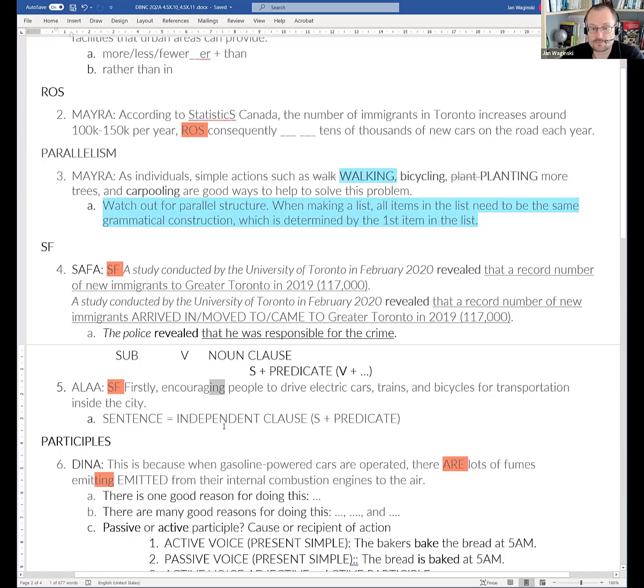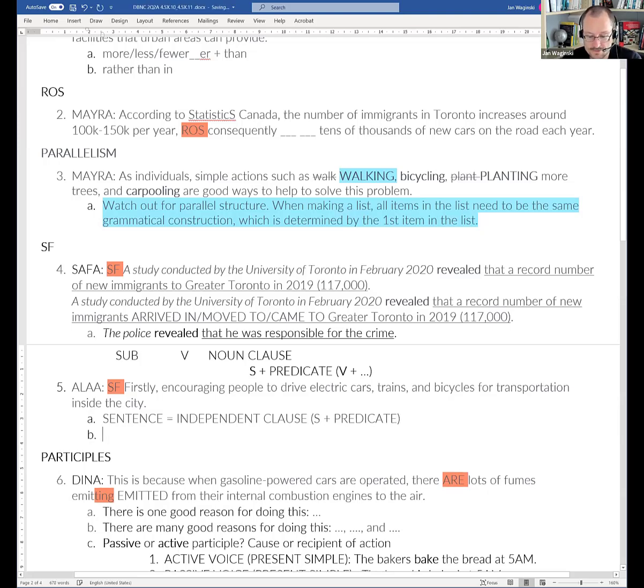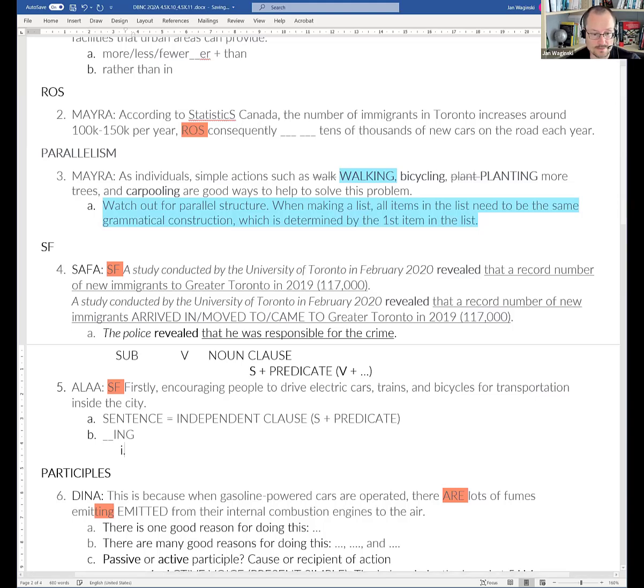This confuses a lot of people. They see "ing" and they think it's a verb, but "ing" does not mean that something is a verb. What are our different options? If you see "ing", what might it be? It might be a verb.